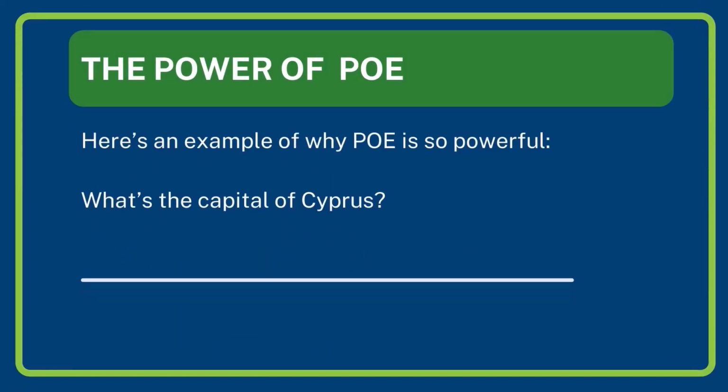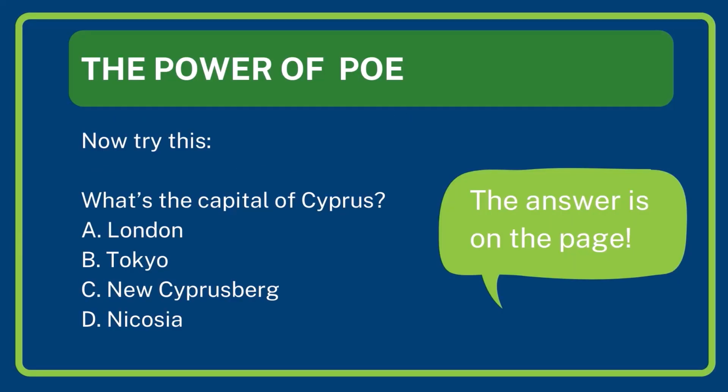Here's an example of why process of elimination is so powerful. What is the capital of Cyprus? It's a bit of a challenging question off the top of your head, right? Now, let's try this. Multiple choice. The answer is on the page. Let's go through it.